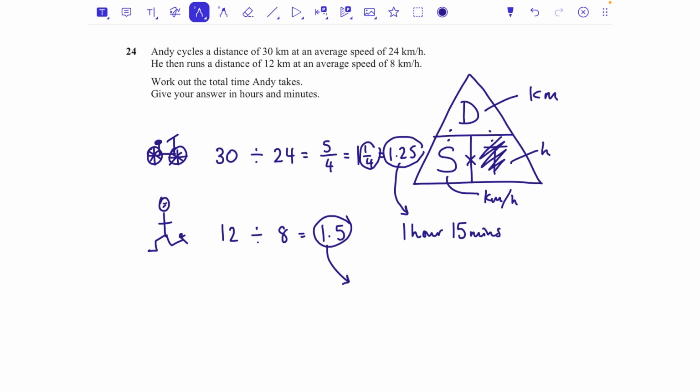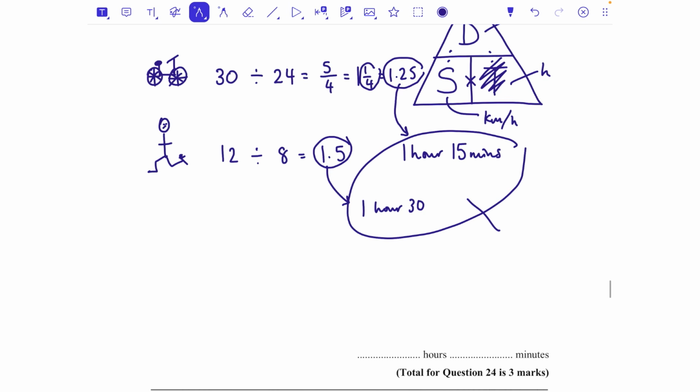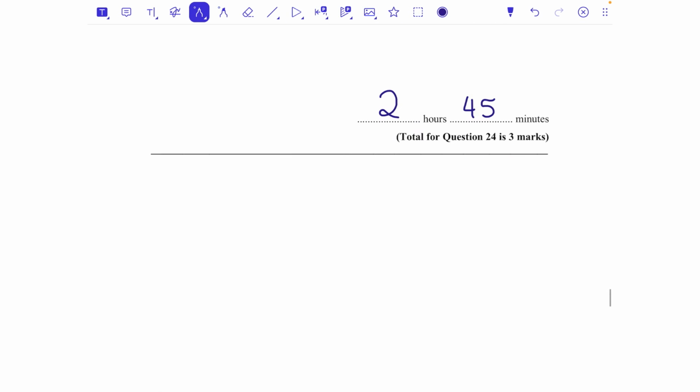And then 1.5, again, that's not an hour and 50. It's an hour and a half. So 1 hour 30 for that. Adding these together then, how long did it take him altogether? It is 2 hours and 45 minutes in total for 3 marks.